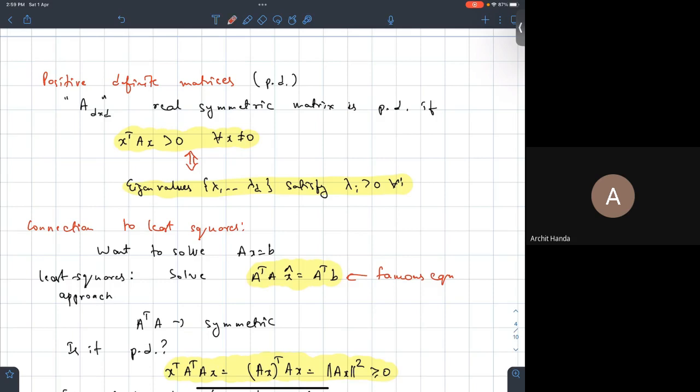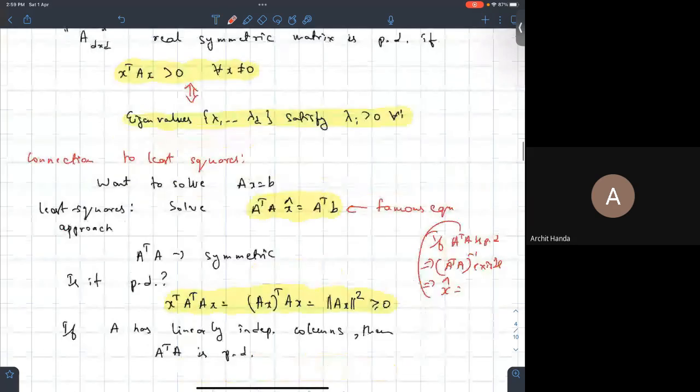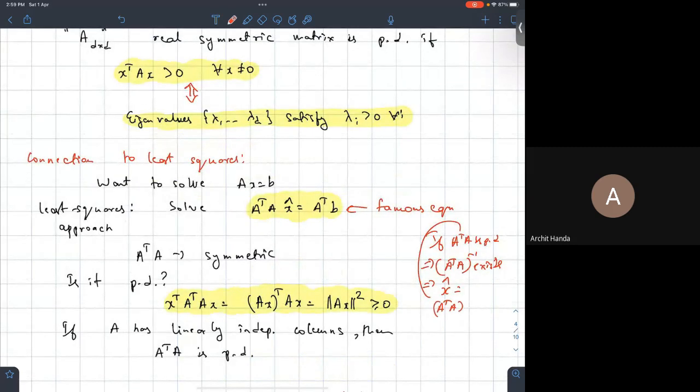I'll just write it here. If A transpose A is positive definite, it implies A transpose A inverse exists, which implies X hat equals A transpose A inverse A transpose B, or X hat is unique. There's only one solution. Clear? Yes.